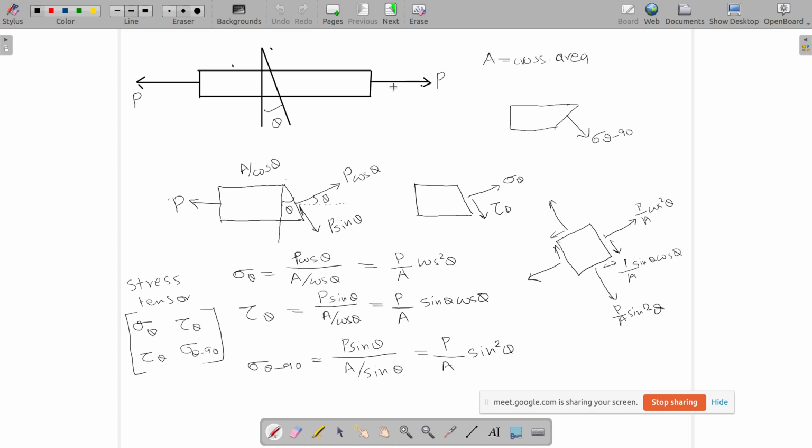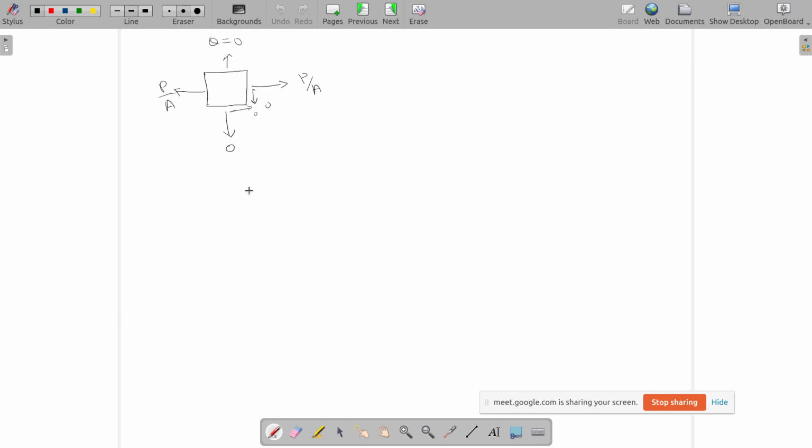Now a question we would like to address is, what will be the maximum value of sigma here? If theta is varying, you can simply find the derivative of sigma x here, and you will see what is the maximum value of sigma x. That is nothing but P by A. Cos theta has a maximum value of 1, therefore the maximum value of P by A cos square theta is going to be P by A. So sigma max will be P by A.